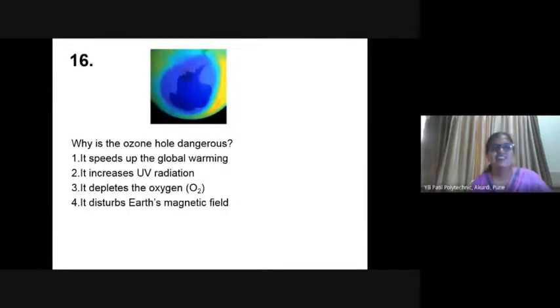16th question, last question. Why is the ozone hole dangerous? It speeds up the global warming. It increases ultraviolet radiation. It depletes the oxygen. It disturbs Earth's magnetic field.